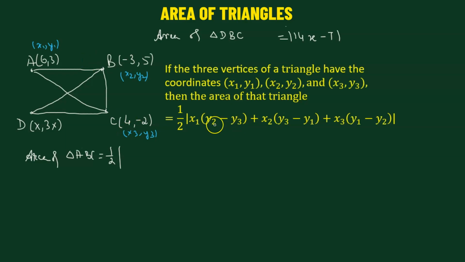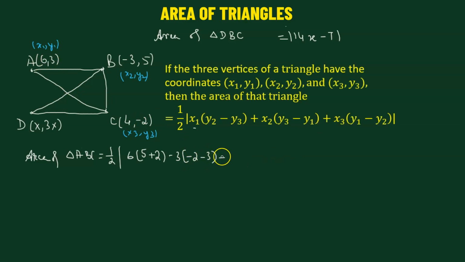So we will start with the first value x1. So x1 here is 6. We have 6 multiplied to, we need y2 minus y3. So y2 is 5 and y3 is -2, so we have 5 minus -2, so that's 5 plus 2. Then we need x2. So x2 corresponds to negative 3. So negative 3 multiplied to, we need y3 minus y1. So y3 is negative 2, y1 is 3. So I have negative 2 minus 3.